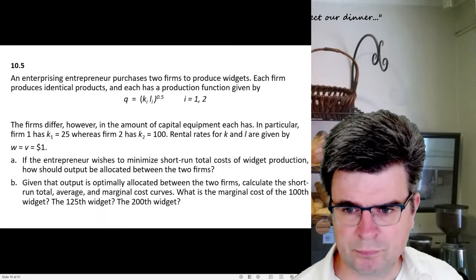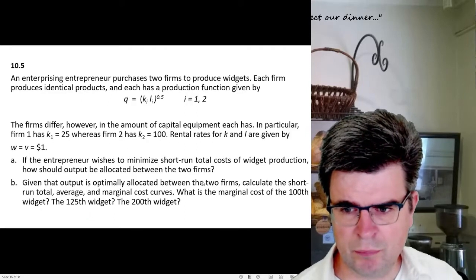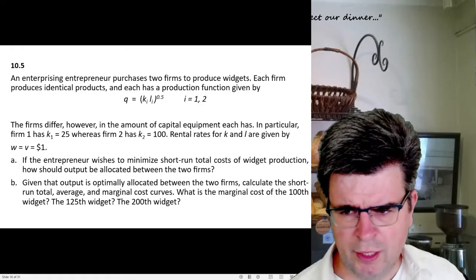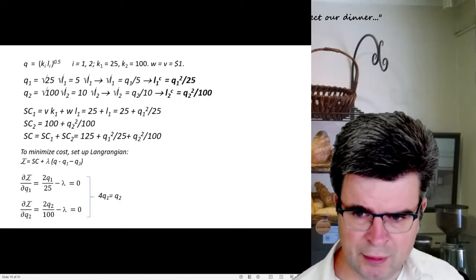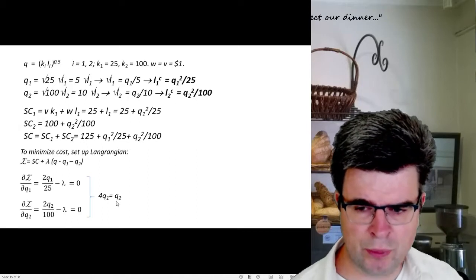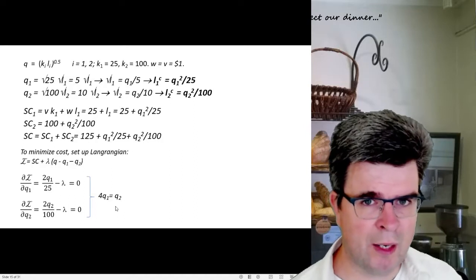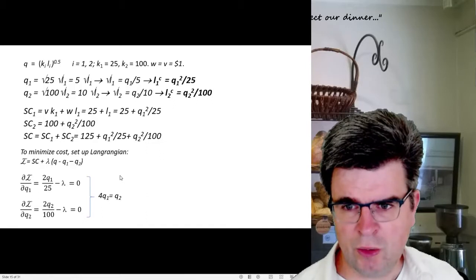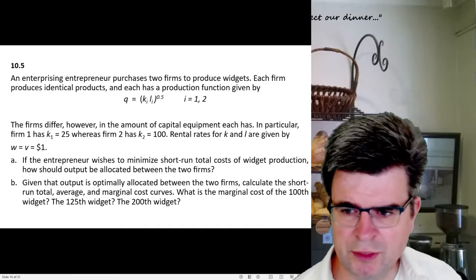So doing that, we get the total production. So we're done with question A. How should output be allocated between the two firms? We answered that. So the output at firm 2 should be 4 times the output at firm 1. So total output should be divided in a ratio 1 to 4.